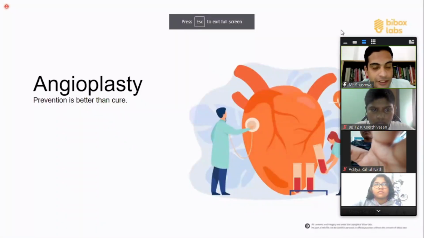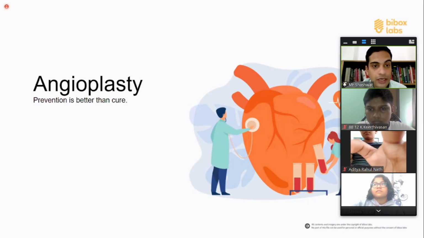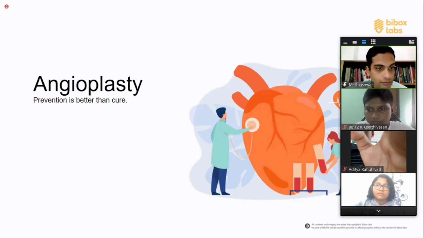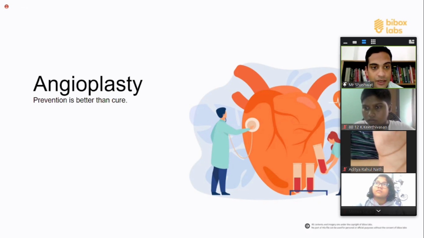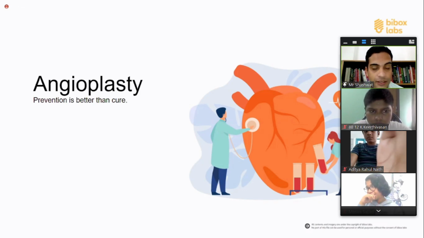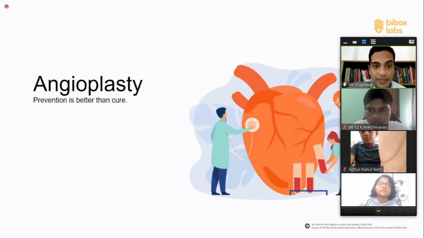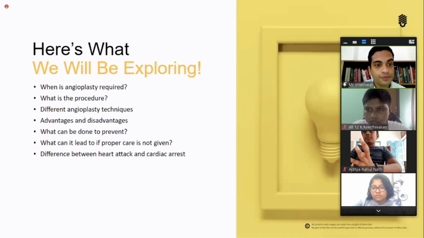So prevention is better than cure. Nowadays, everyone around the world is talking about preventive healthcare, a situation where we can actually prevent ourselves from a situation where we would require any medical attention. So preventive healthcare has been gaining a lot of traction nowadays, especially after the pandemic. So it's something that will increase in future also.